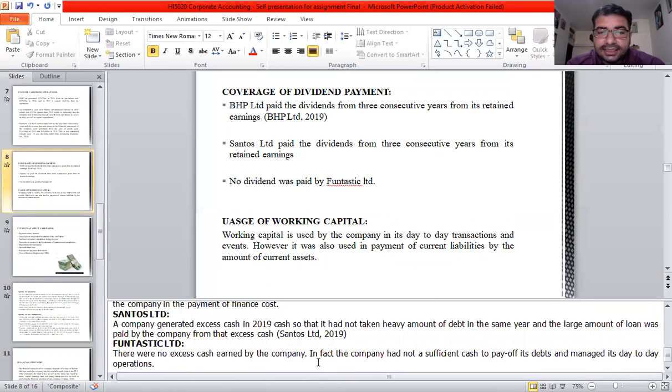For Fantastic Limited, there was no excess cash earned by the company. In fact, the company did not have sufficient cash to pay off its debt and manage its day-to-day operations.